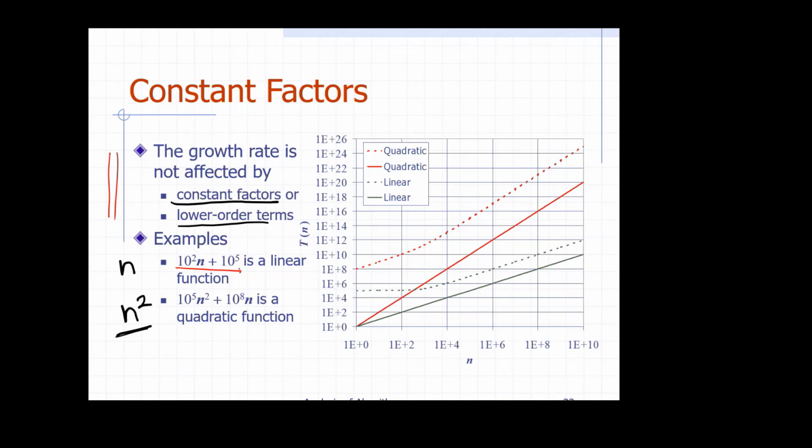Okay. Now they are saying that this is a linear function. So you don't have to write it as 10 square n plus 10 raised to 5. For a linear function, you can directly write it as big O of n. So what happens to this 10 square? What happens to this 10 raised to 5?